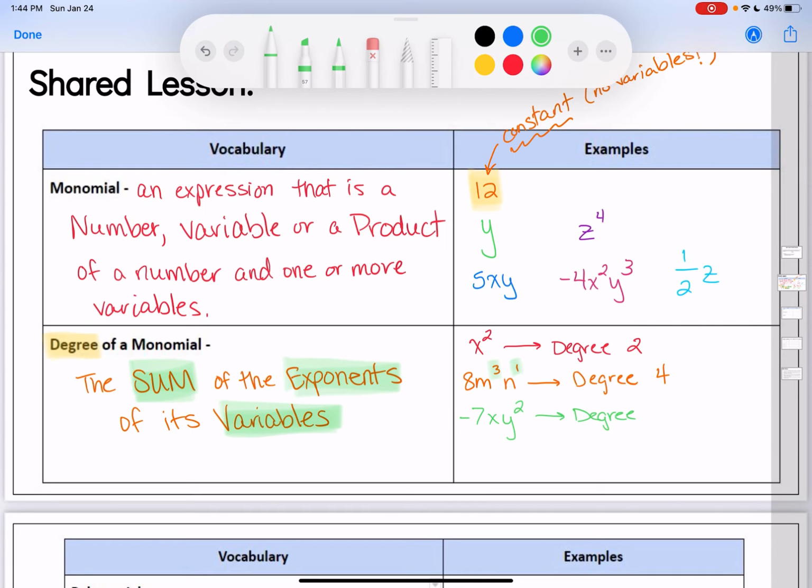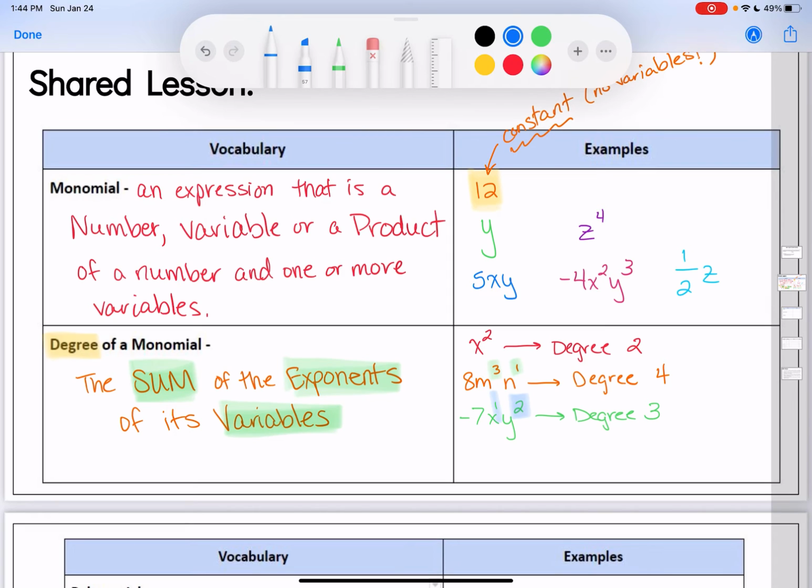Okay, now be careful, right? Technically, I have the 2 here, but I also have this invisible number after the x, right? So that invisible number is the 1. So in this case, the degree would be 3. So don't forget about the invisible ones. But you only put that invisible one on the variables. Notice I didn't put that invisible exponent on the 8 on the previous problem or the 7 on this one, right? So it's just the sum of the exponents of its variables.